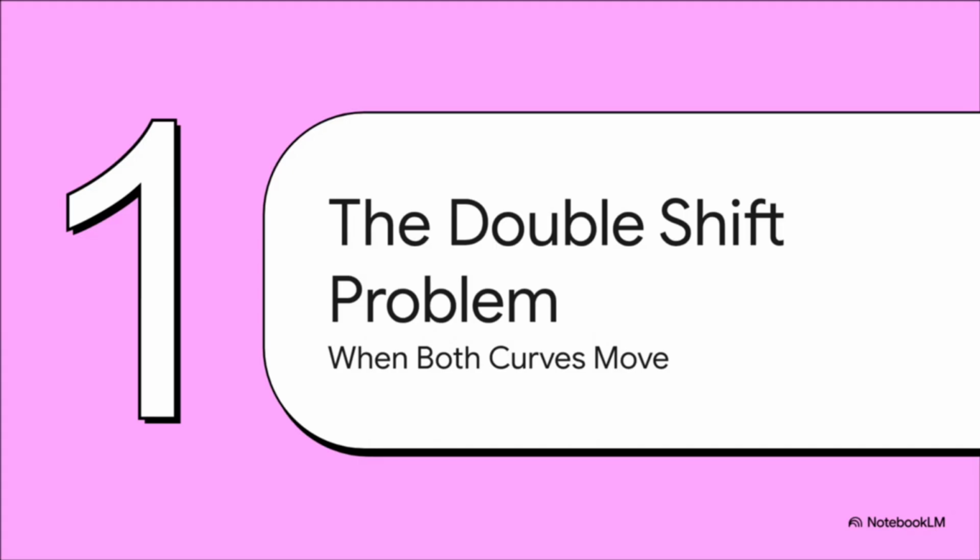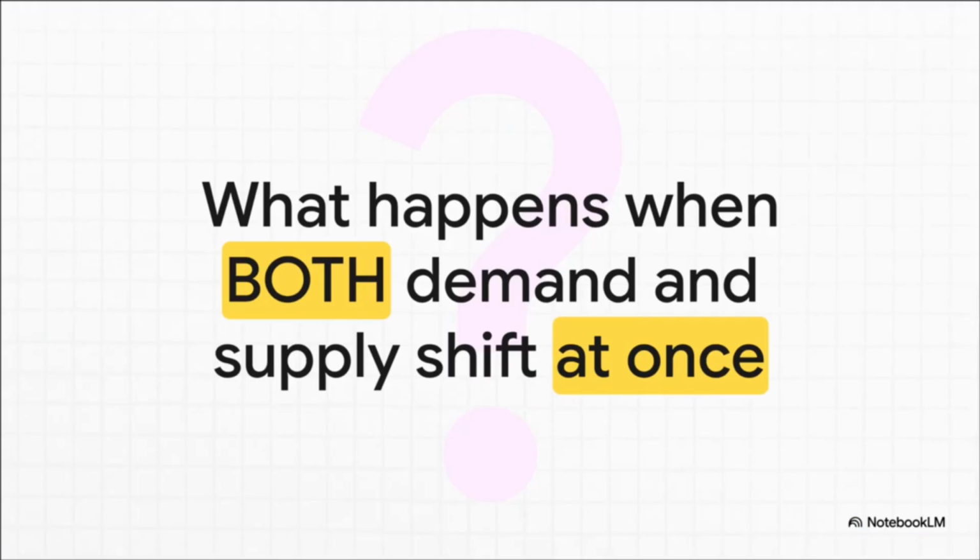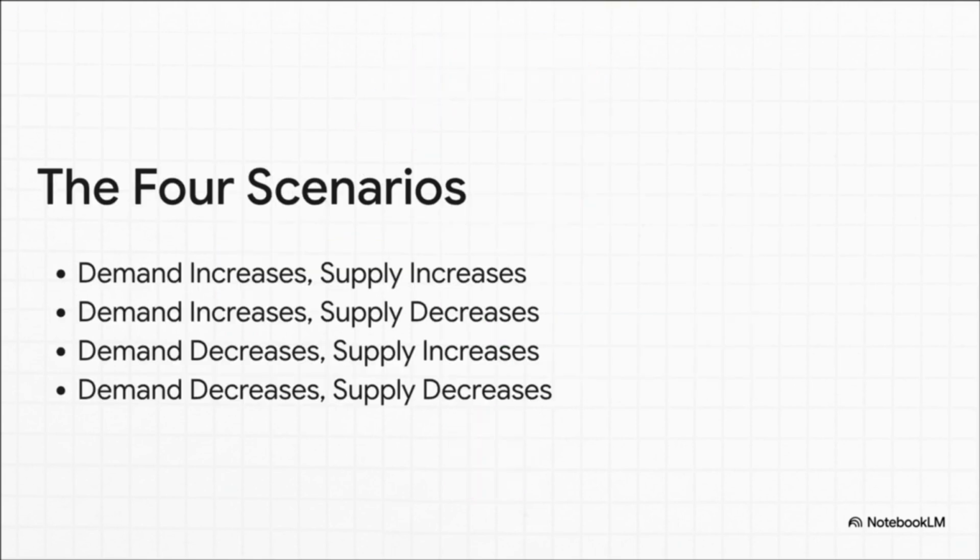All right, so the double shift problem. Shifting one curve at a time, you've probably got that down. You've got your shifts for demand, your shifts for supply. It's pretty straightforward. But when both curves start moving around, that's when things can get a little messy. And that's what we're here to solve. So yeah, this is the big one, right? What in the world happens when both demand and supply shift at the same time? This is where so many people get stuck. But I'm telling you, stick with me, and by the end of this, you're going to have a super reliable, almost foolproof way to figure this out every single time. Okay, let's get into it.